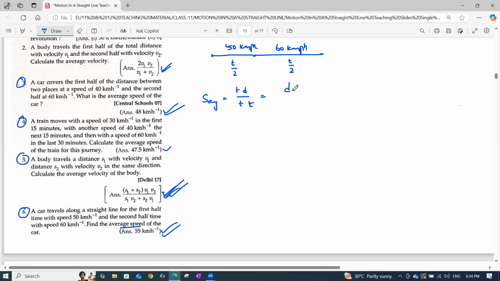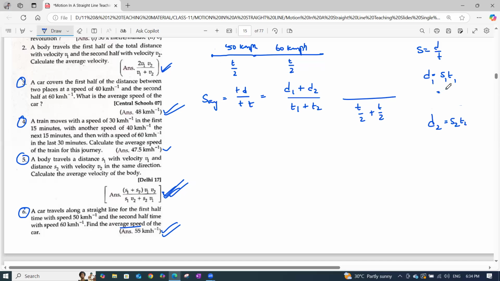Now what is the total distance? d1 plus d2. This is a very basic formula we are using for every problem. Time is t1 plus t2. Now we know time t1, that is t by 2 plus t by 2. Now we don't know distance. How to extract distance from the formula? Speed is equal to distance by time, so distance is equal to speed into time. For the first condition, d1 is equal to s1 t1. For the second condition, d2 is equal to s2 multiplied with t2.